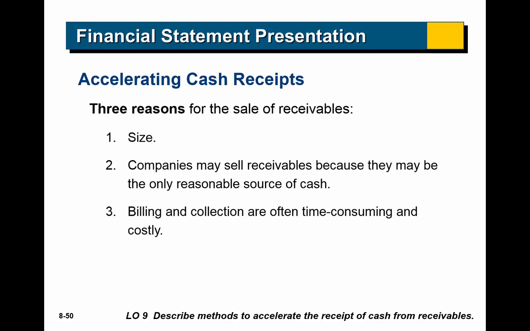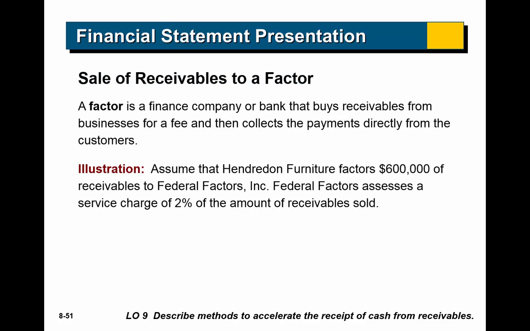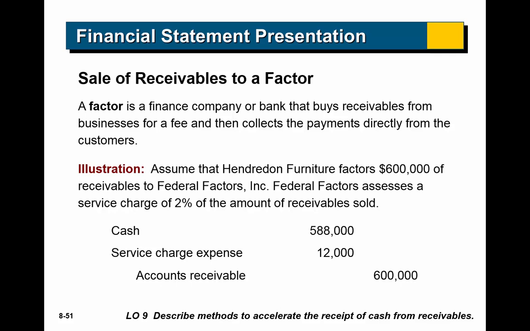I mentioned the idea of accelerating cash receipts. This says there are 3 reasons for the sale of receivables. So like I said, you can sell them to a factor. You might get a problem like this. It'll say, assume Henderson factors $600,000 of receivables to Federal Factors, Inc. Federal Factors assesses a service charge of 2% on the amount of receivables sold. So in essence, they collect 98% of it, $588,000 in cash. They record the $12,000 as a service charge expense, and they reduce their accounts receivable by the full $600,000.